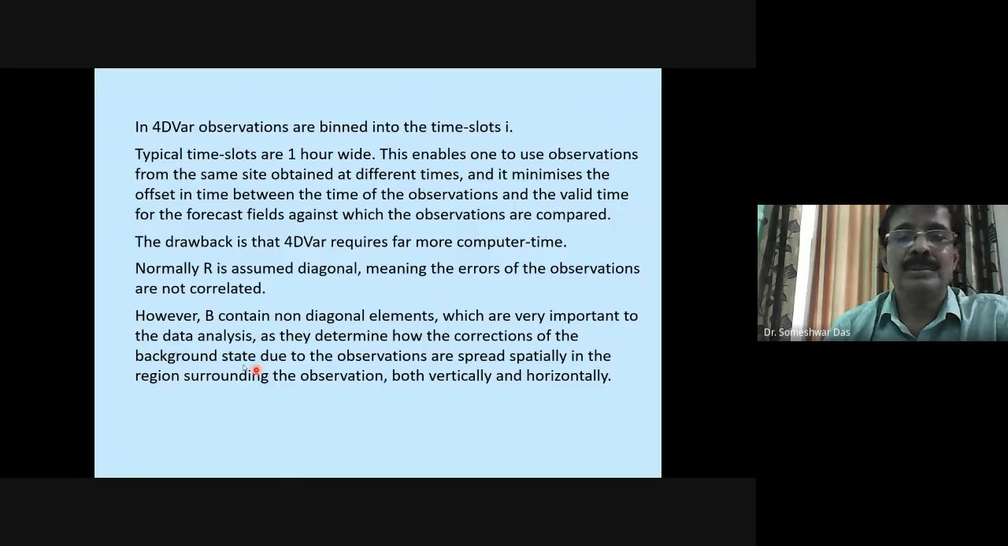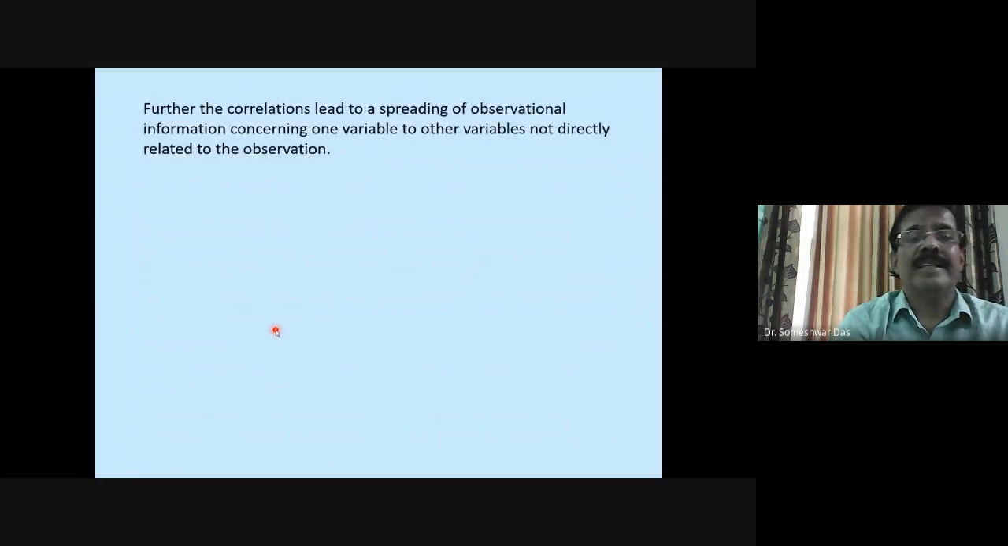So this is the role of the B. Further, the correct correlations, I have to finish quickly, lead to a spreading of observational information concerning one variable to other variables not directly related to the observation.